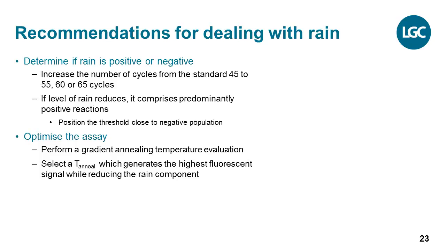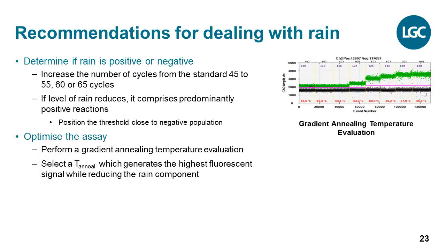Alternatively, the RAIN may be caused by the mispriming events of the primers and probe. This can be evaluated by performing an annealing temperature gradient analysis on the primers and probe, which may identify an alternative annealing temperature that reduces the existing RAIN component. An example of the results for an annealing gradient experiment is shown in the top figure. The use of an annealing temperature of 62.2 degrees centigrade can be seen to greatly reduce the RAIN component.